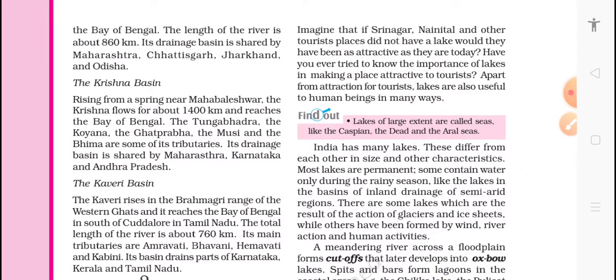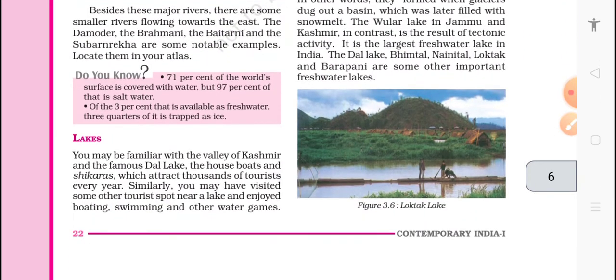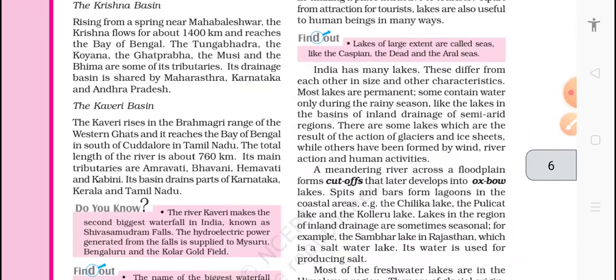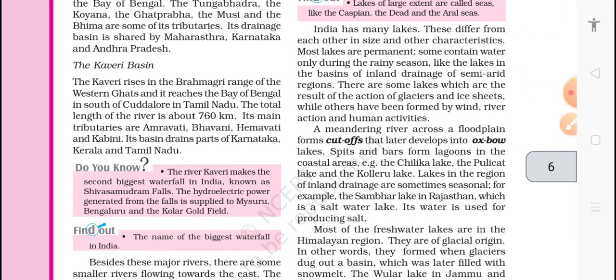Okay, you can imagine Srinagar, Nainital and other tourist places which have lakes, and they attract tourists. The Dal Lake in Kashmir is very famous, and it attracts thousands of tourists. Now, India has many lakes that differ from each other in size and other characteristics. Most of them are permanent.